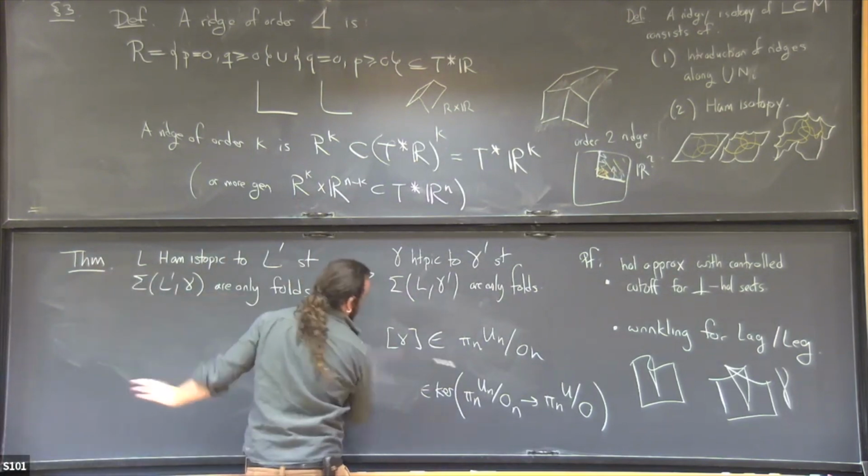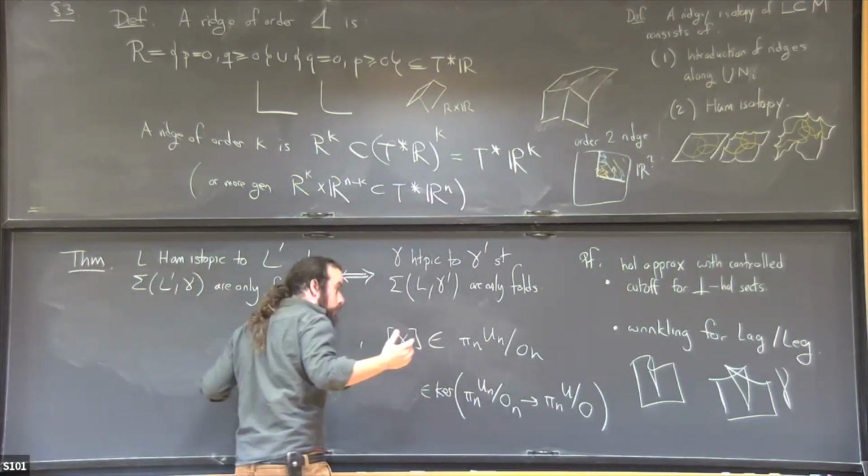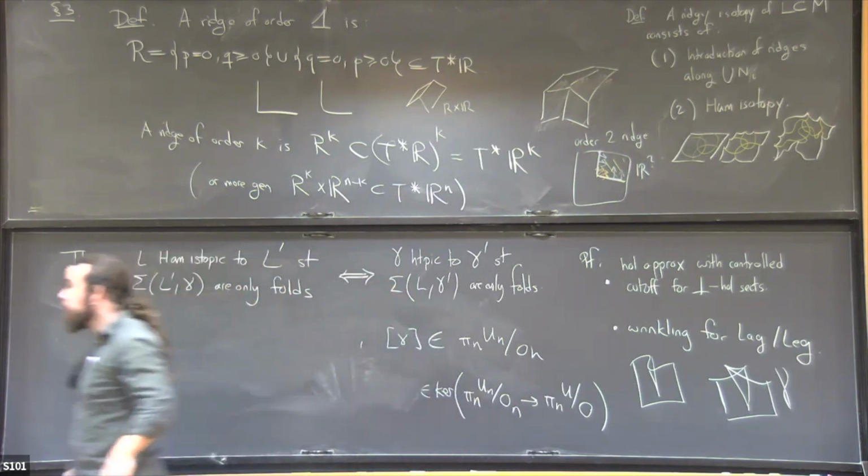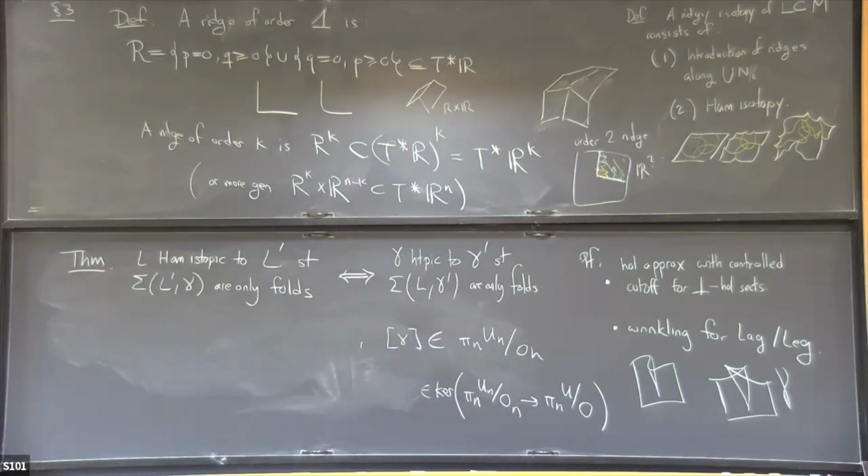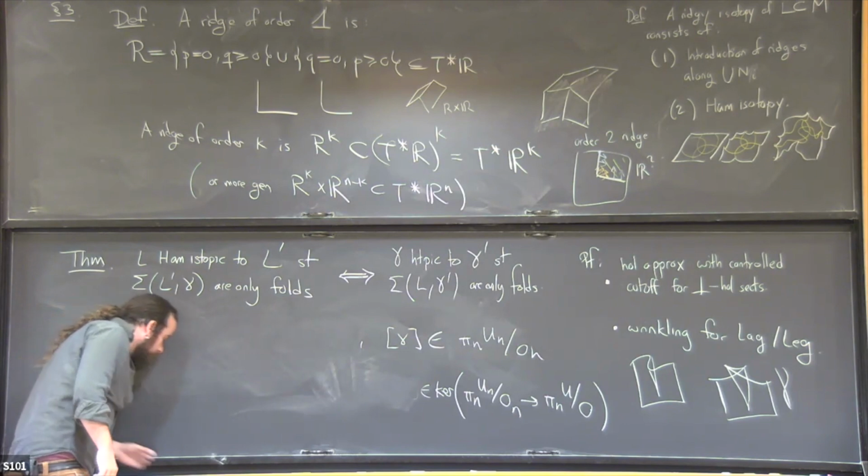In your definition of isotopy, are you allowed to also remove ridges? No. So it's not symmetrical. You're only allowed to create ridges.